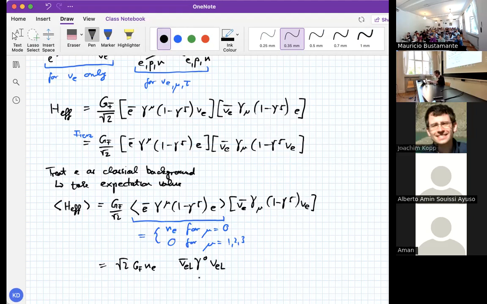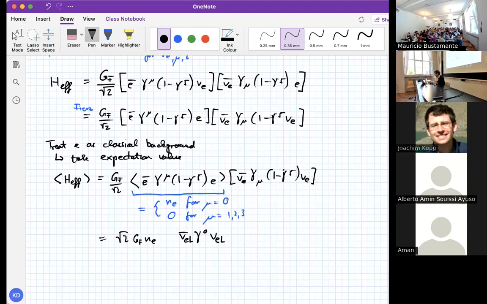So I've now written this as a left-handed field. I've reintroduced this factor of 2 in the projection operator. That's why the 1 over square root 2 turned into a square root 2. So what I got out of my electron current is now just a number. That number is what we call V_CC, the charged current Mikheyev-Smirnov-Wolfenstein potential, the CC MSW potential.